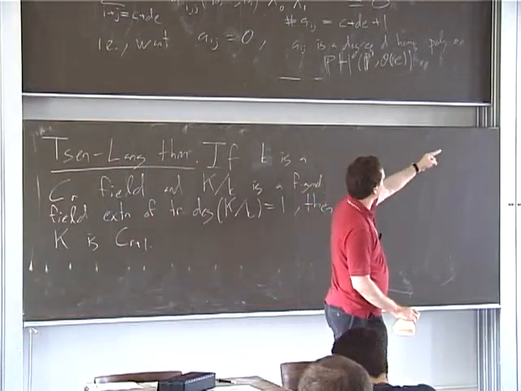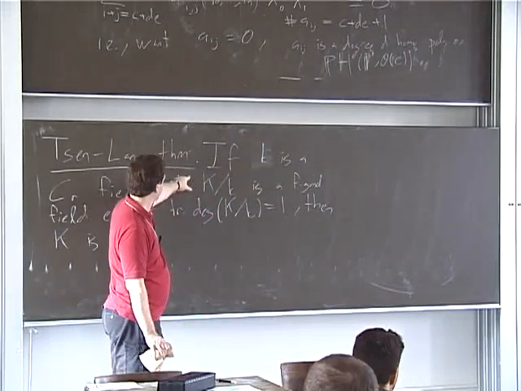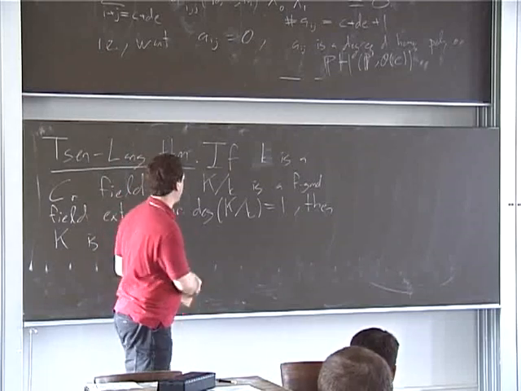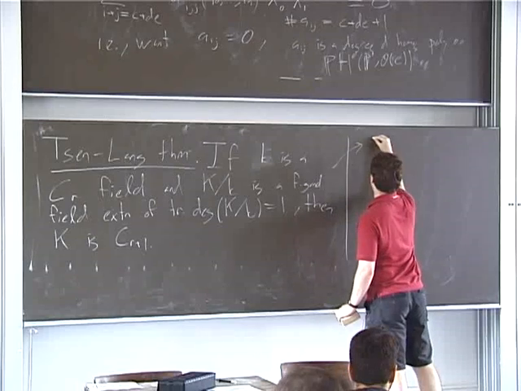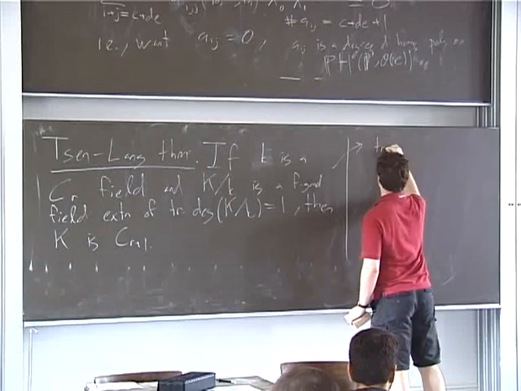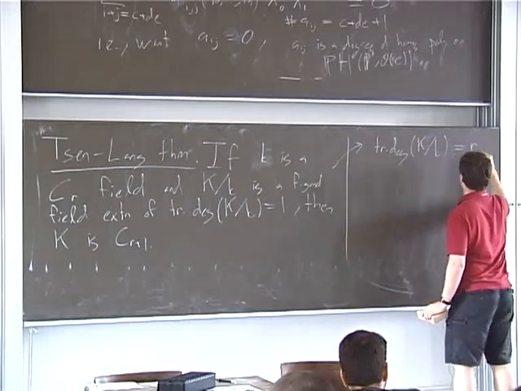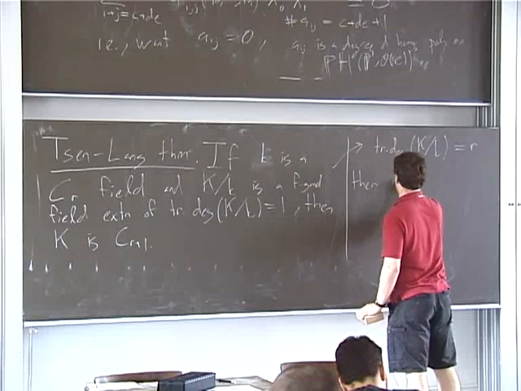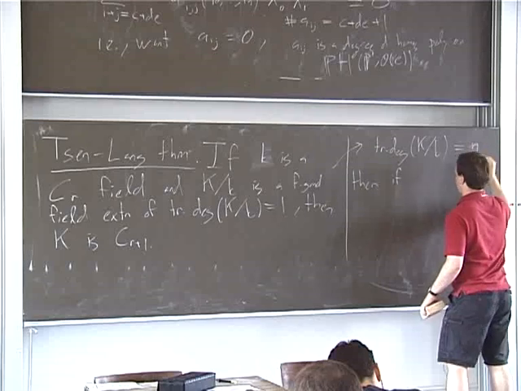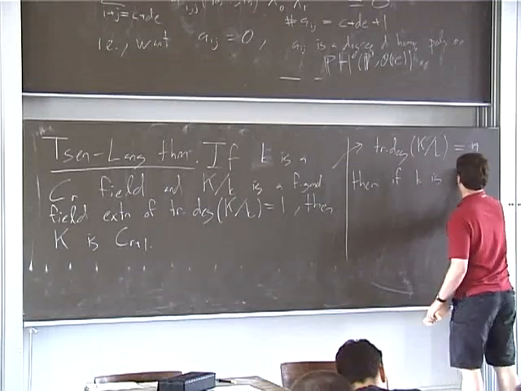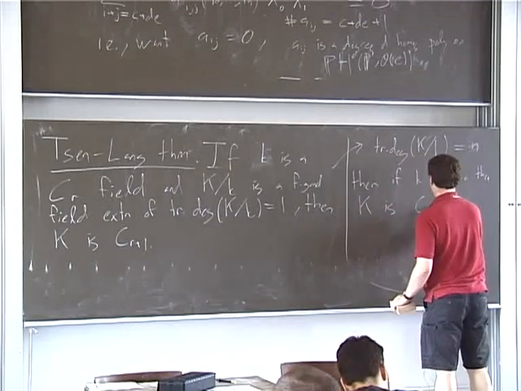And then Tsen's theorem says, well, if you have a function field over an algebraically closed field, then K is C1. So that is a particular instance of this. But then you can just keep iterating this, and what you conclude is that, with the same hypotheses but transcendence degree equal to N, then if little k is CR, then capital K is CR plus N.